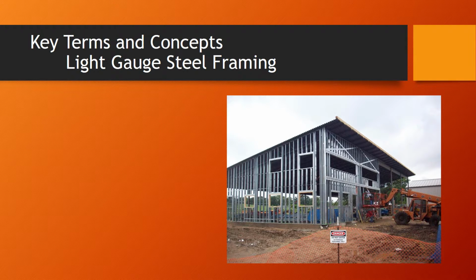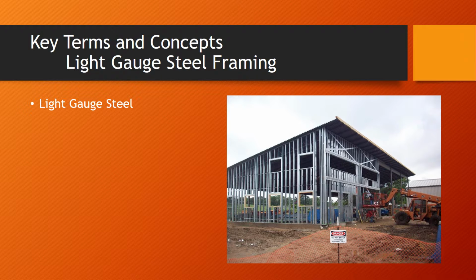Key terms and concepts for light gauge steel framing. Light gauge steel is a thin sheet metal, usually bent and shaped into useful and stronger pieces, used in items such as steel floors and roofs or wall studs.